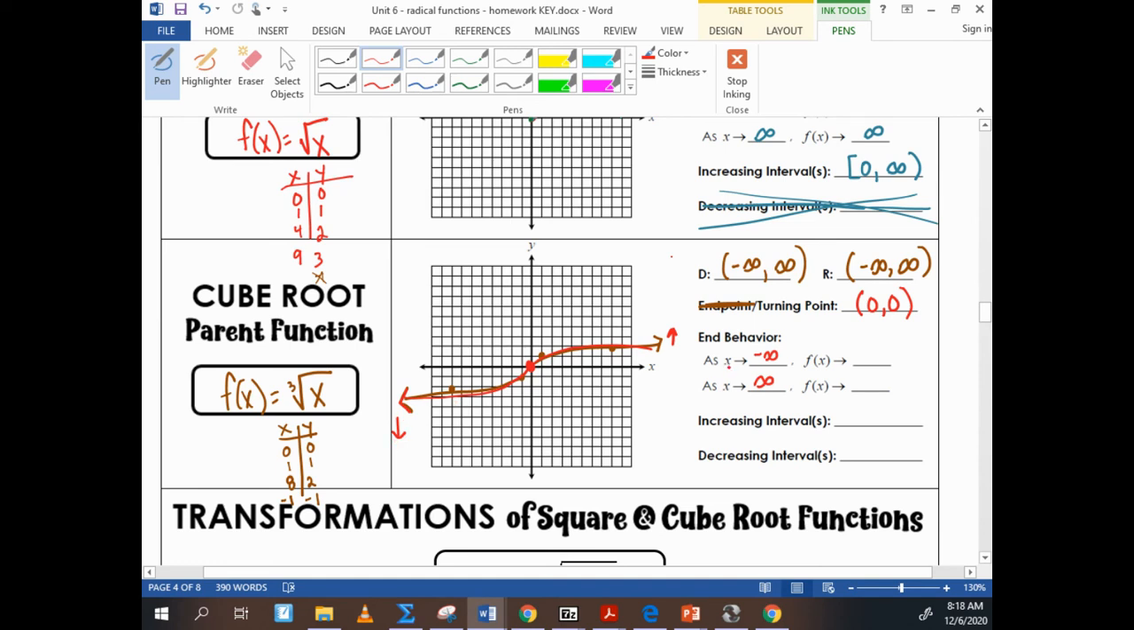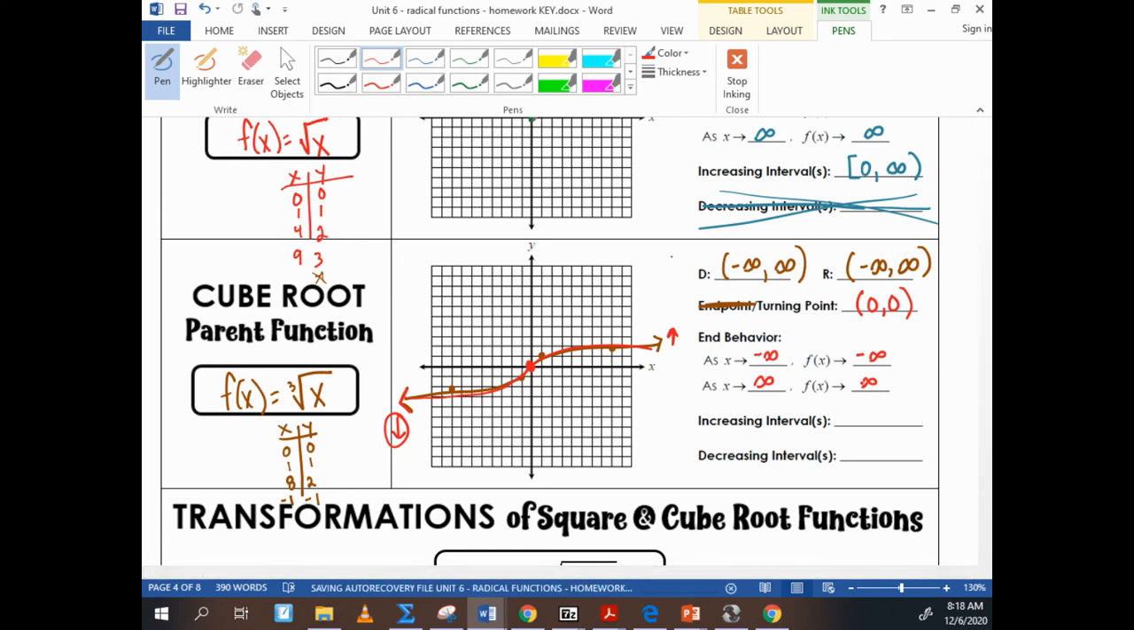So just remember, this is their fancy way of saying the left side. As x approaches negative infinity, that's the left right here. So on the left, my y is going down. It's going to negative infinity. Okay, as x approaches positive infinity, that's the fancy way of saying the right, my right end right here, this arrow is slowly going up to positive infinity. So that is your end behavior.